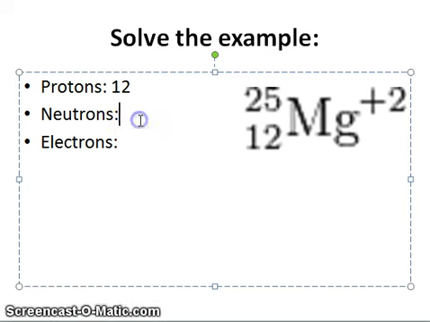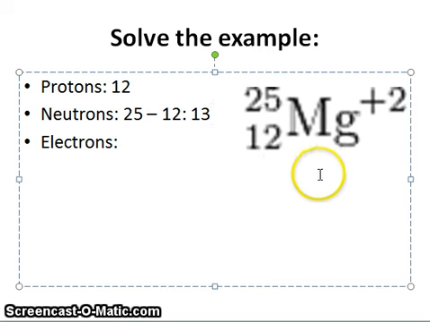So what we have to do here is subtraction: 25 minus 12, which will be equal to 13. So we have 13 neutrons in this example. Finally, to determine the number of electrons, we have to take a look at the net charge. The net charge states that we have a positive 2 on this atom. That means that we have 2 extra protons.